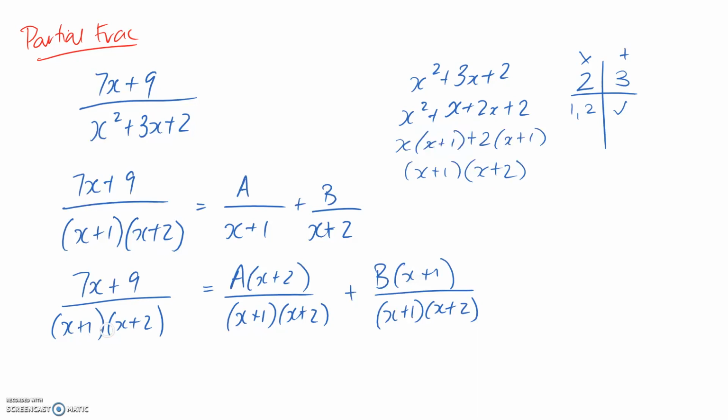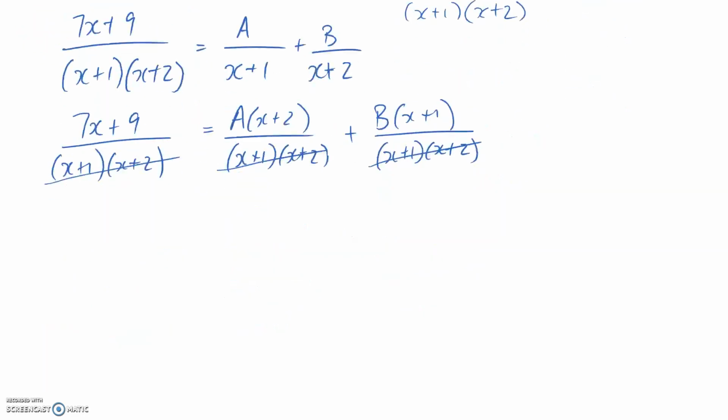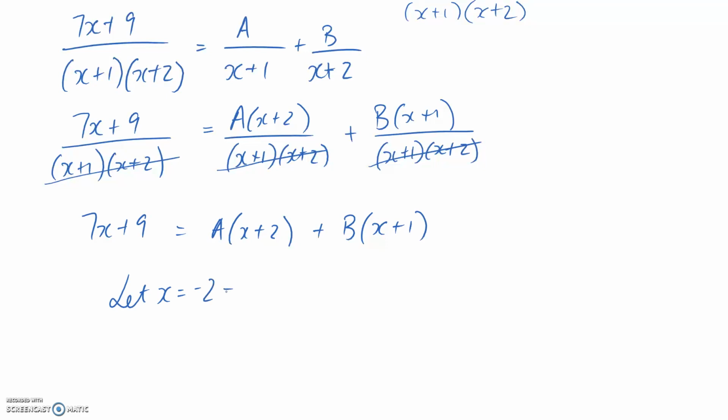Alright, so now that I have a common denominator across all of these terms, it's going to cancel out. So we can drop all of this, and we're just left with 7x plus 9 and these two parts here. Now we can pick some convenient values of x in order to get A and B to fall out. The first one, I'm going to let x equal negative 2, because negative 2 plus 2 goes to 0, so that drops out, and all you're left with is B in your equation.